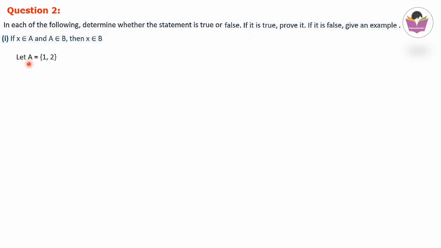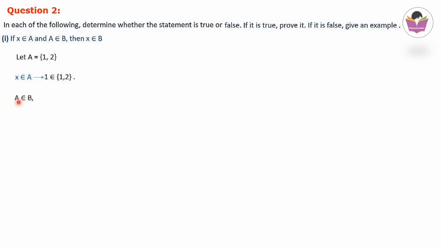So let's take a set A. This is our set A. A is equal to set of 1 2. 2 elements are there. Then here X element of A, that is what our first statement. X element of A means one particular element you are taking from the set, implies 1 I am taking. 1 is an element of set A, that is set of 1 2.